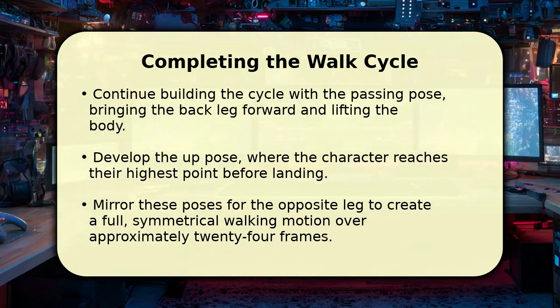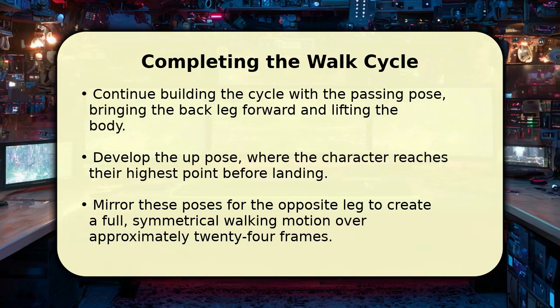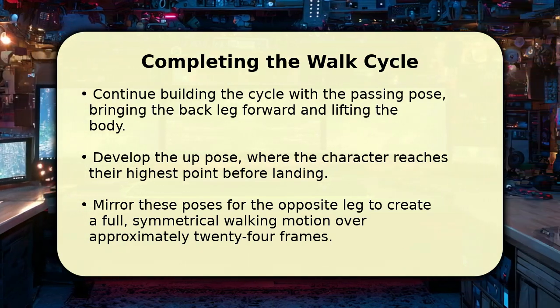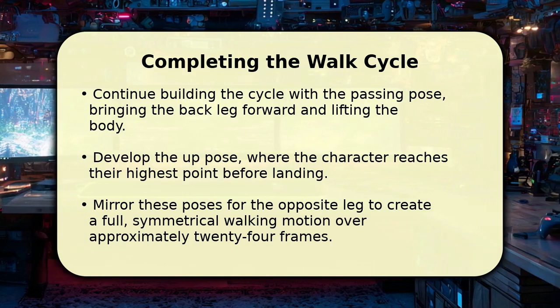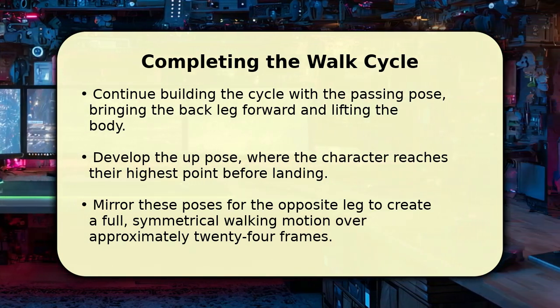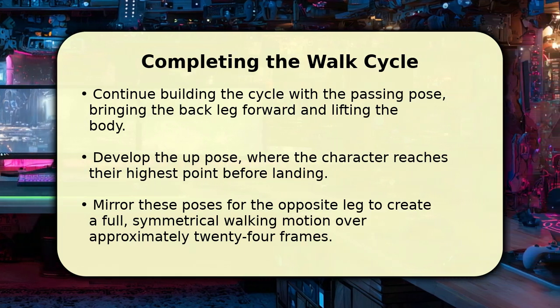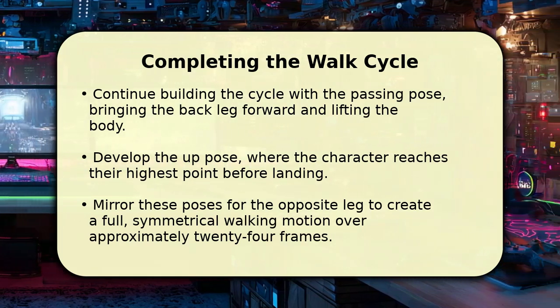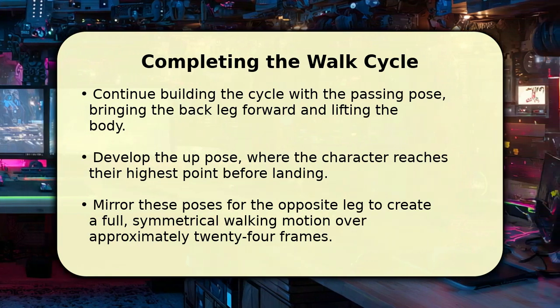Next, around frame 18, establish the up pose, where the character reaches their maximum height before the next foot strikes. Finally, mirror these poses for the opposite leg over about 24 total frames, completing one full stride. This forms a continuous, realistic loop when played back.